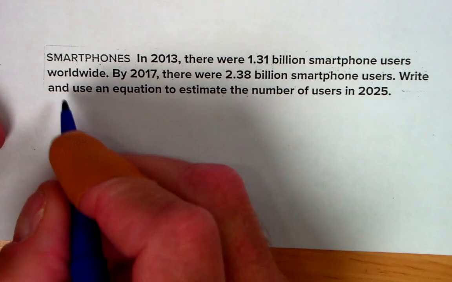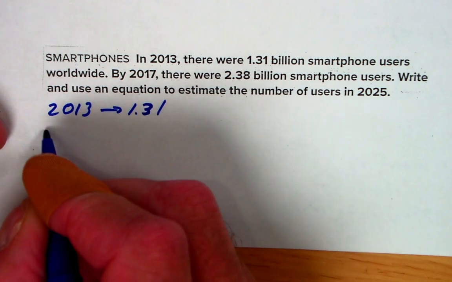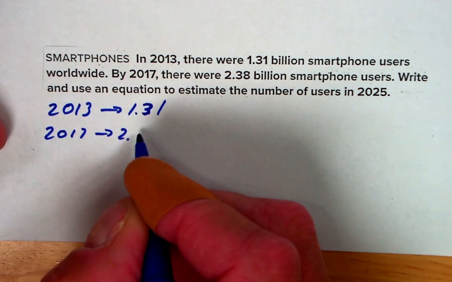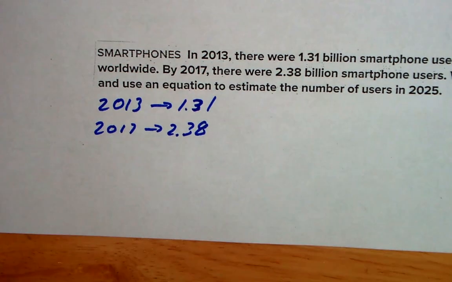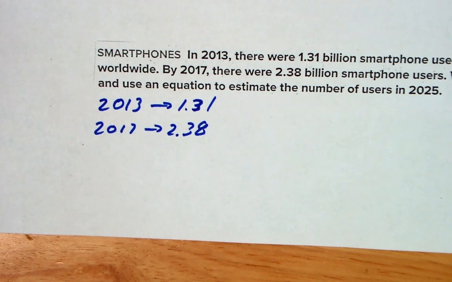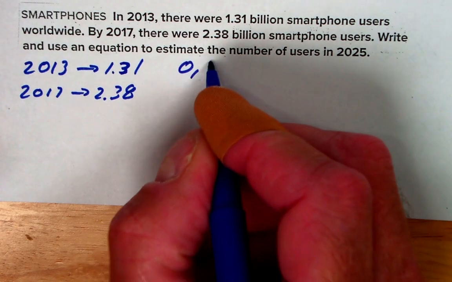It looks like we have 2013 leads to 1.31, 2017 leads to 2.38. Okay? We're just getting organized. That's all we're doing. Now, I don't know if I want my x value to be 2013 and my other x value to be 2017. Let's change this to something that's more reasonable and easier to deal with. So we're going to change it to 0, 1.31.